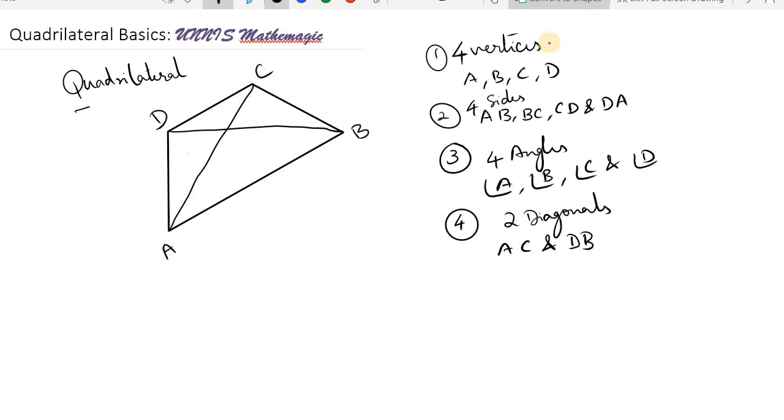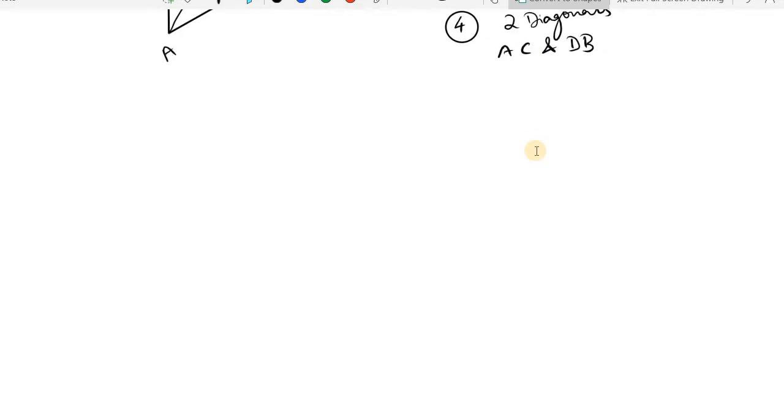Now let us look at what are the different types of quadrilaterals. Let's start first with trapezium. So what is special in a trapezium? A trapezium is a quadrilateral having one and only one pair of parallel sides.